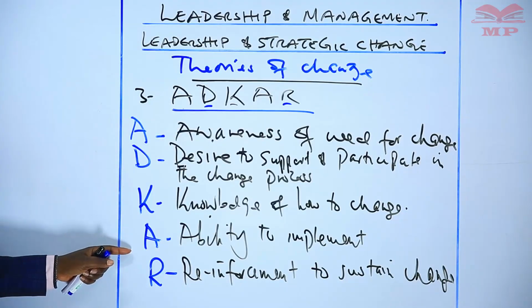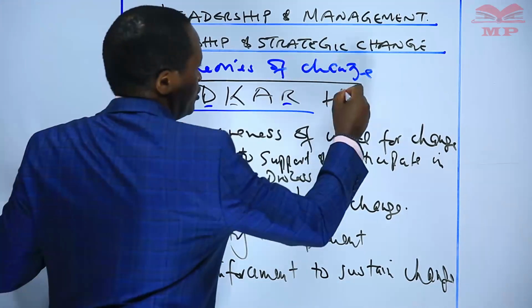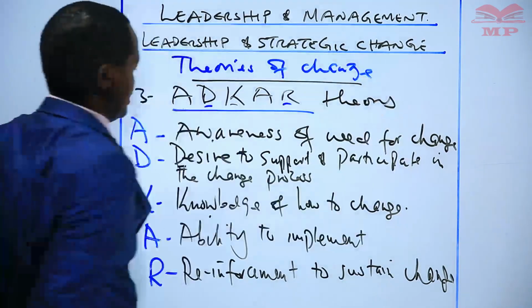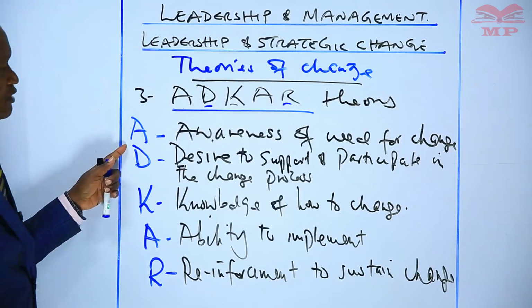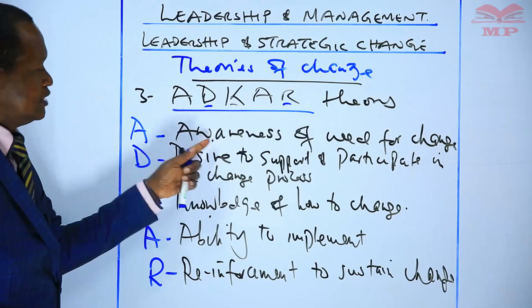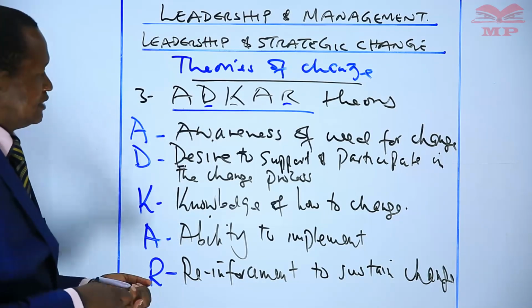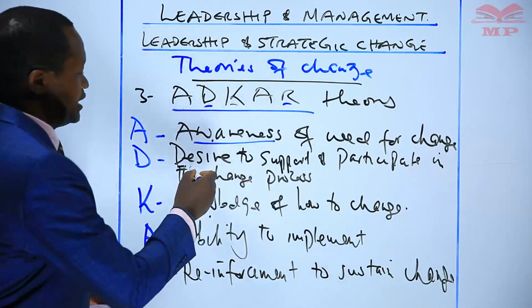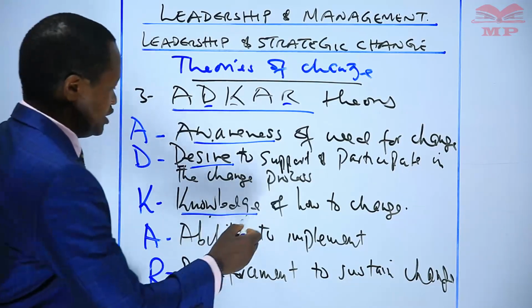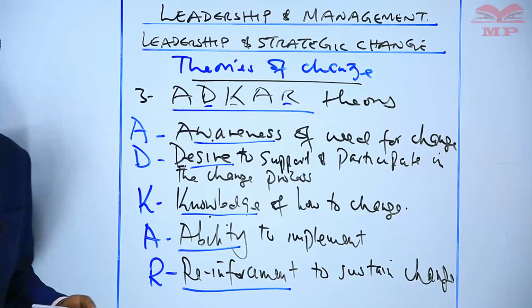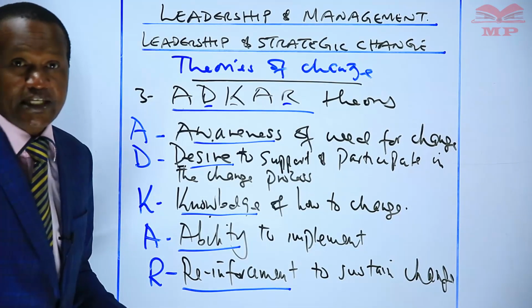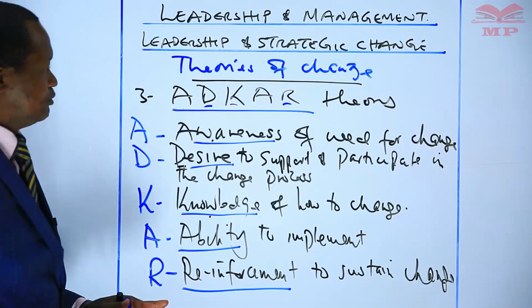So these are the factors in the Adkar's change management theory. It's an acronym or a mnemonic that stands, A stands for awareness, D stands for desire, K for knowledge, A for ability, and R for reinforcement. I hope that one is clear, candidates. It's a simple change management model.